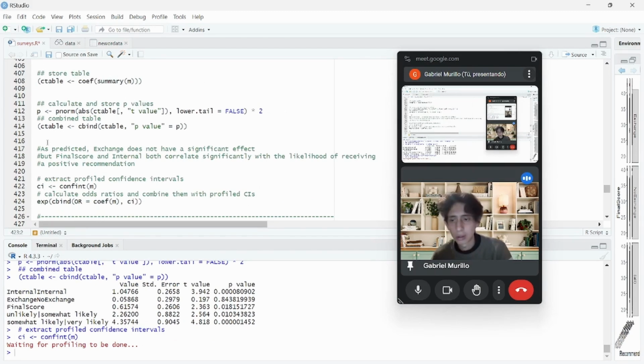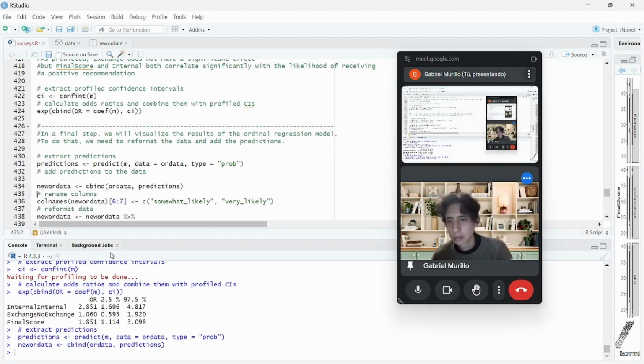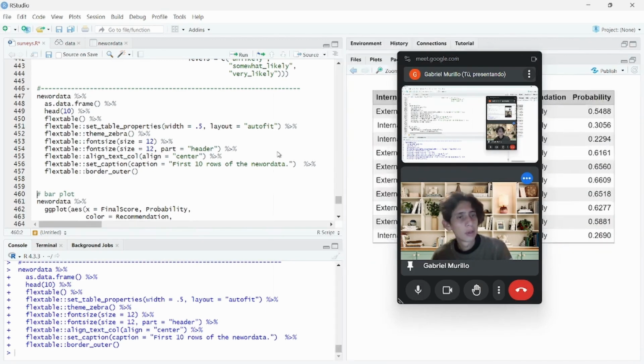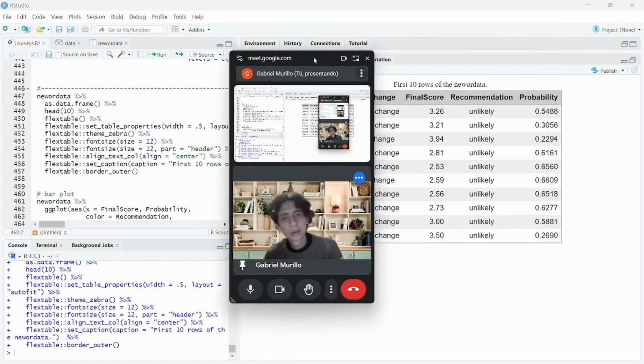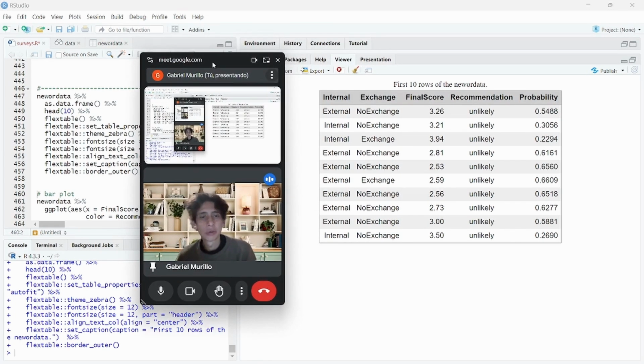Now we are profiling, and we have this table in a more structured manner. So we see all the variables and then the probability.